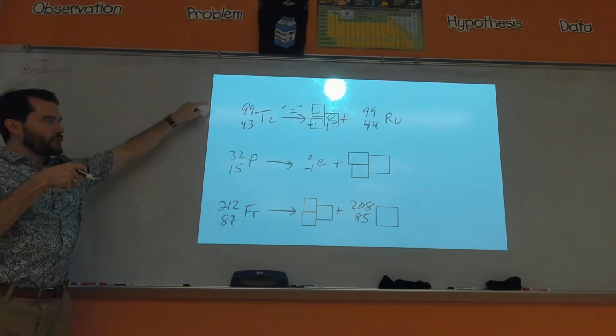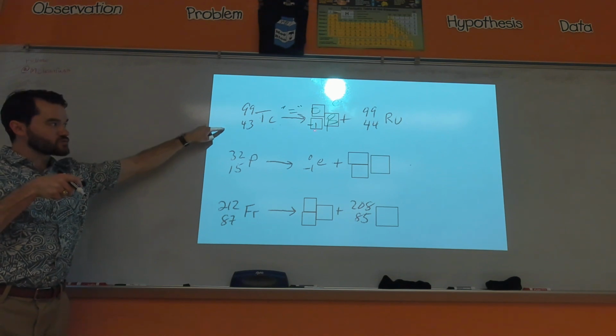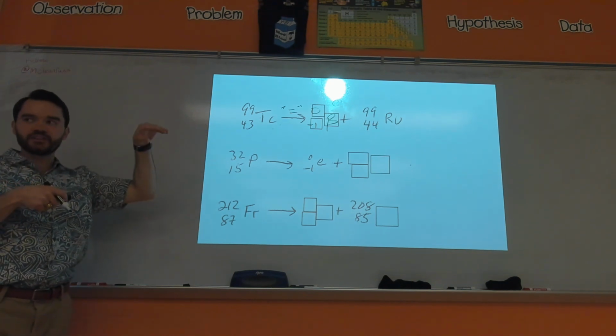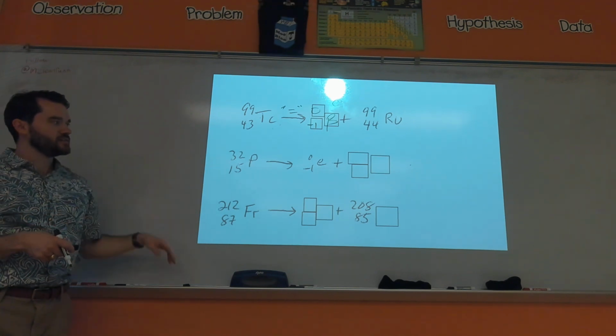0 plus 99, that would equal 99. That's why that would work. And 44 minus 1 would equal 43. So again, numbers have to equal each other. And again, beta decay. All right, who thinks they got this one?